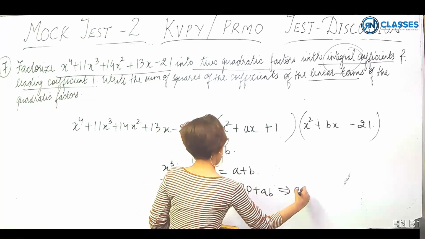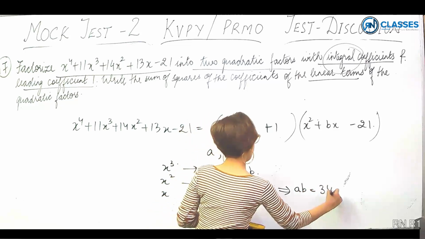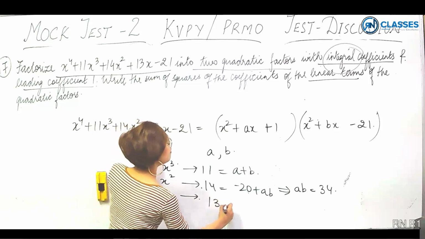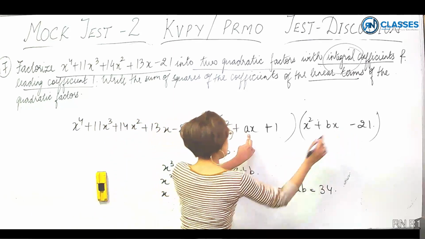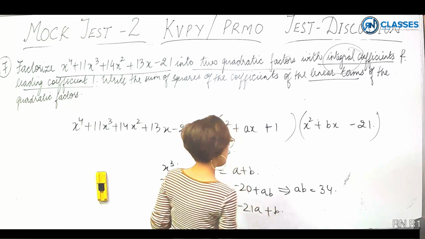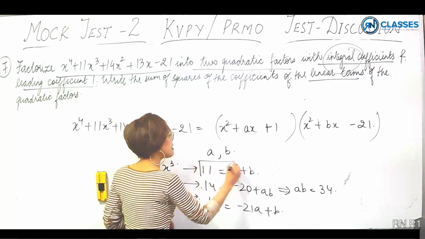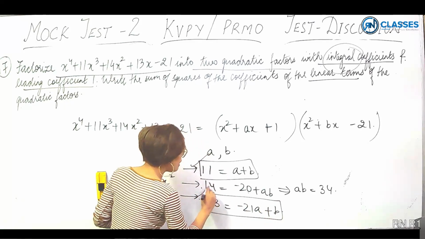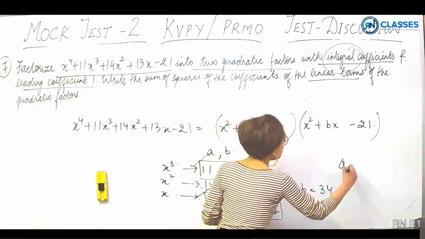So, basically, AB turns out to be 34. And last, the coefficient of x, here it is 13, which is equal to minus 21A plus B. Now, you can see that this is a linear equation in 2 variables. You can solve it and get the value of A and B.